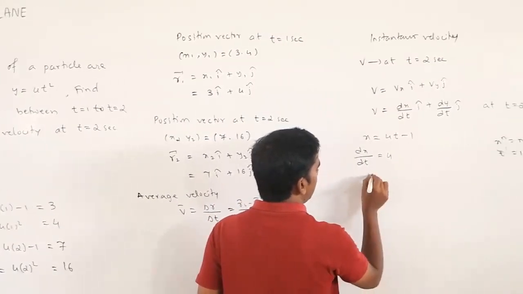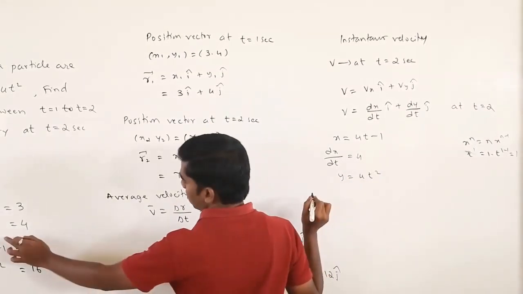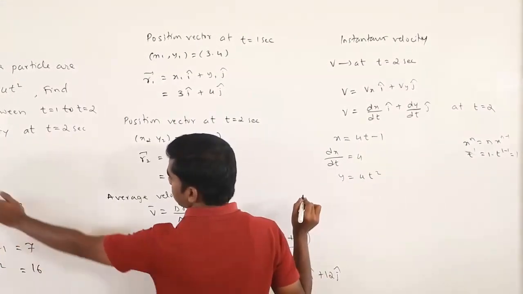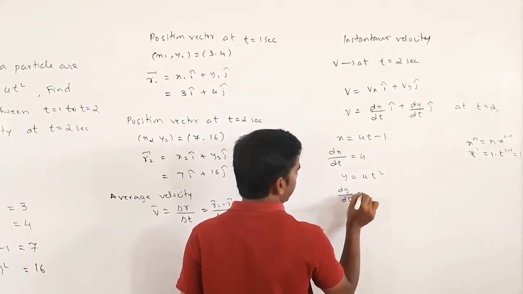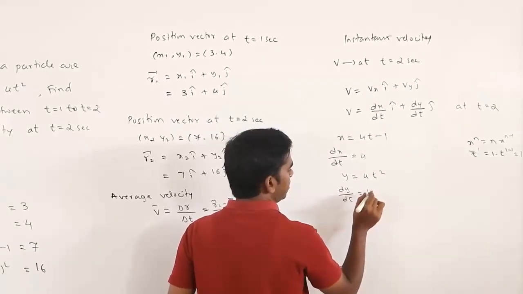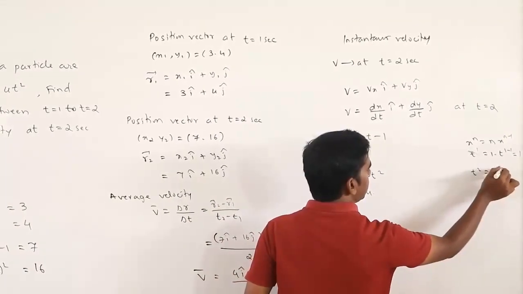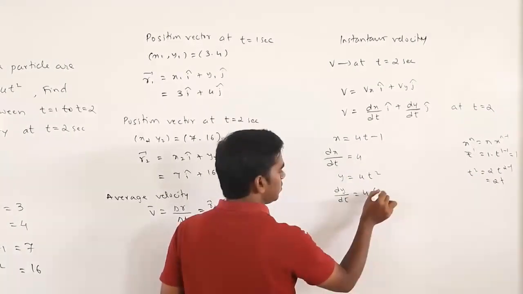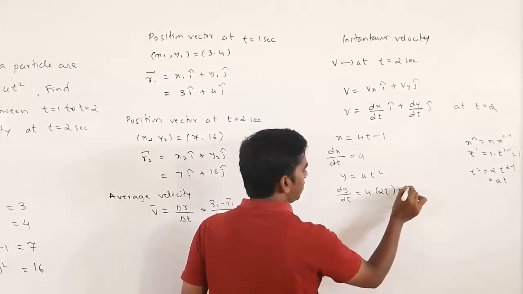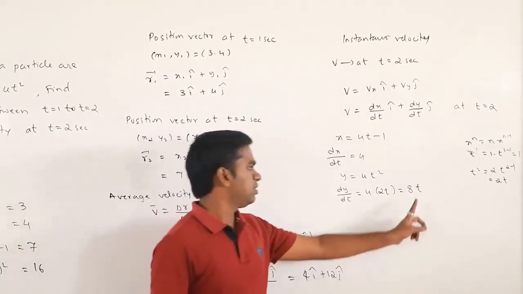Now y is 4t square. Y is nothing but 4t square. So differentiate: dy by dt equals 4, as it is. Differentiation of t square is 2 into t raised to 2 minus 1, so this will become 2t. So in total this will become 8t.